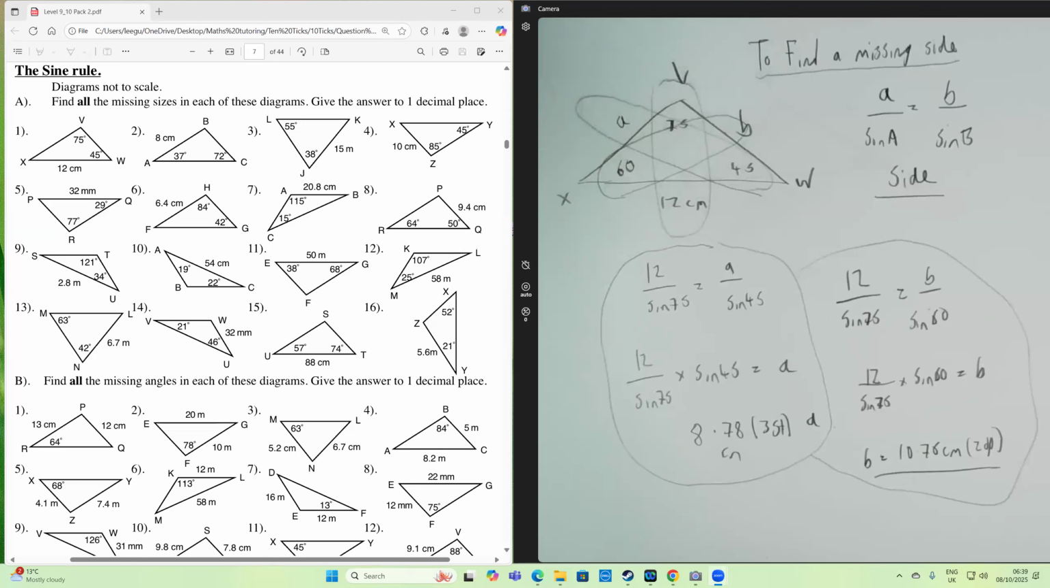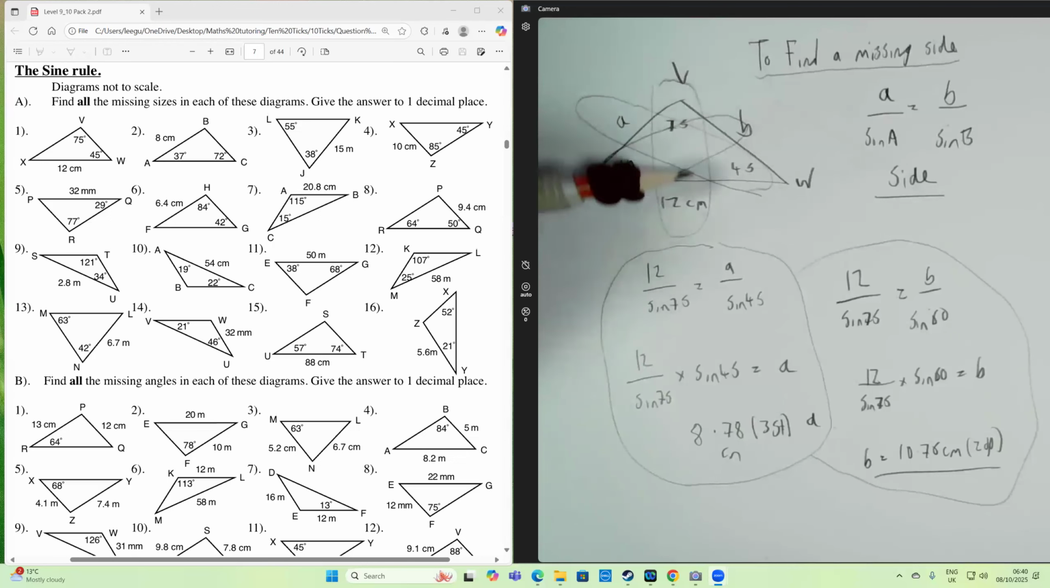Now, I think the first thing to remember about the sine rule is it's all about matching pairs, okay? And in order to use the sine rule, we need one matching pair of a side and an angle where we've got both of those pieces of information. So here's an example of a matching pair. We've got the side and we've got the angle opposite.